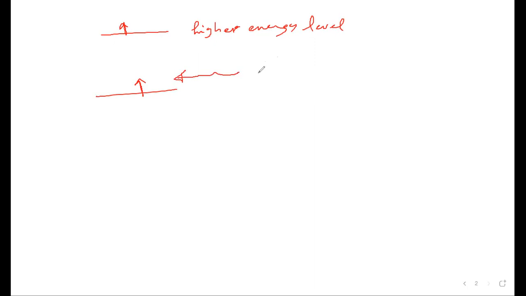Now, if this molecule is not only subjected to the magnet, but also subjected to light energy in the radio frequency, which is, of course, a very small energy, then the protons that are present in the lower energy level will absorb this amount of energy, the radio frequency, and be promoted to the higher energy level. And on doing so, it will produce a peak in the magnetic spectrum.